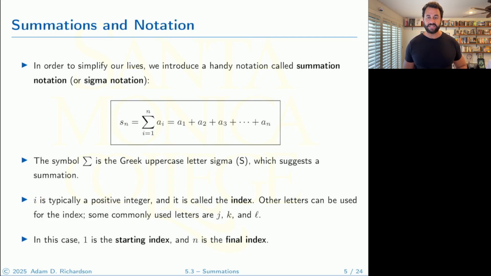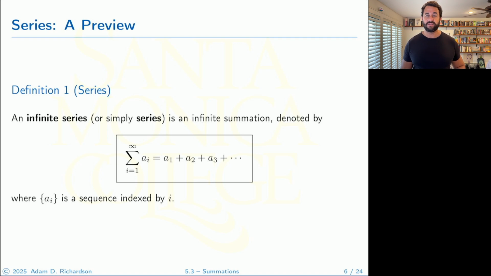i is typically a positive integer, usually it could be like 1, 2, 3, 4, 5. That's what the i is standing for, because here this A sub i is representing any arbitrary term indexed by the letter i, and that's called the index, much like we saw with sequences. You can use other letters for the index variable. Commonly used letters are j, k, and l. So you might see j's down here, or k's, or l's. In this symbol, 1 is the starting index, and n is the final index, where to stop the sum. All right. Okay, now let's preview the concept of a series really quick.